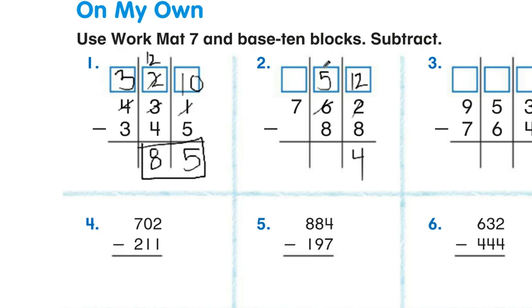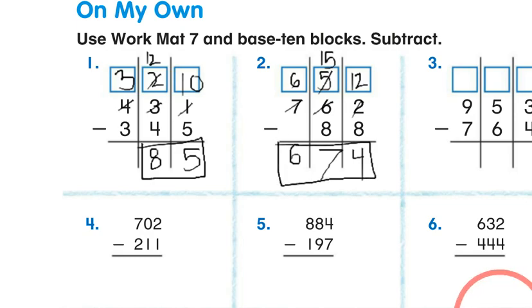Now let's look at our tens place. We cannot take 8 away from 5. So we need to borrow from the hundreds place. So this 7 would become a 6. And then this 5 would then become a 15. 15 minus 8 is 7. And then 6 minus 0 is 6. So our answer would be 674.